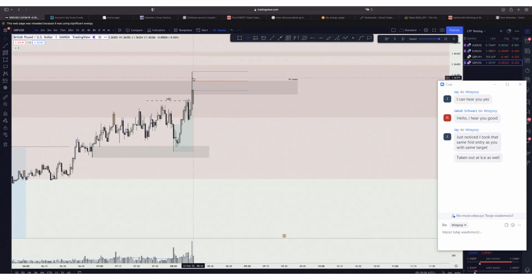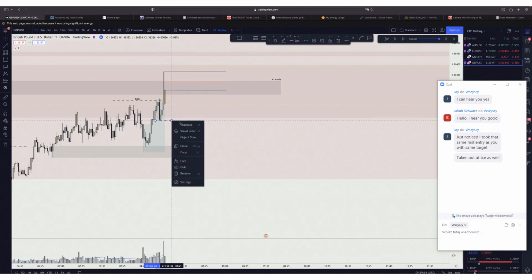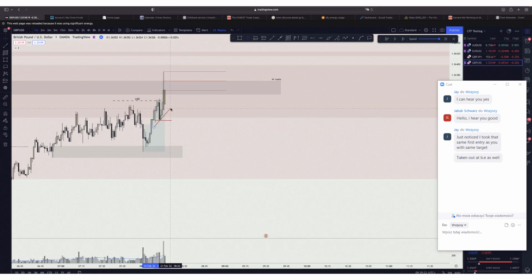Okay, so I would potentially look for a break of structure, maybe here. Let's make that red, or maybe something like that, broken.